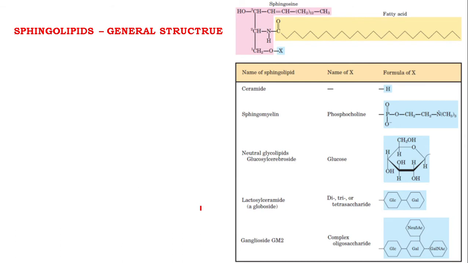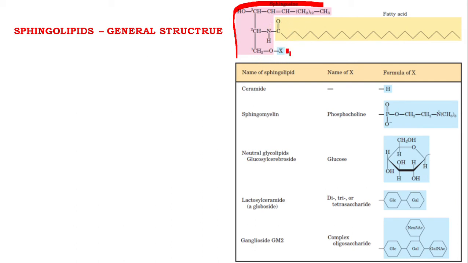You see, this is the general structure of sphingolipid. Here, this is the sphingosine. Sphingosine is this color, CH2, carbon number 1, carbon number 2, carbon number 3. This is the sphingosine molecule. This is the amide linkage. The fatty acid is actually there in amide linkage. This is carbon number 1.